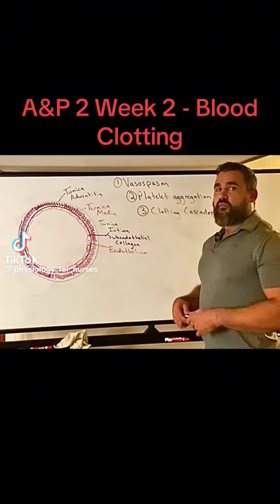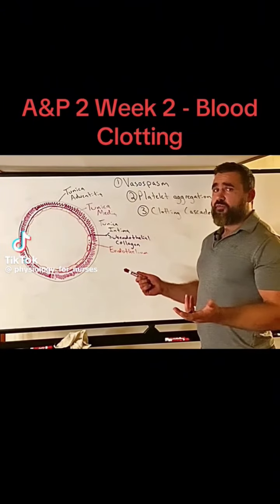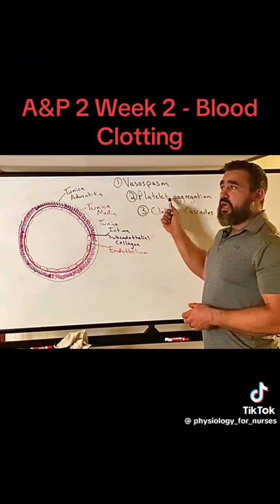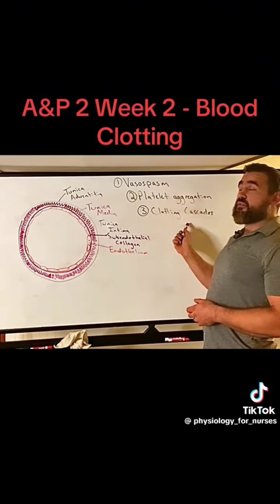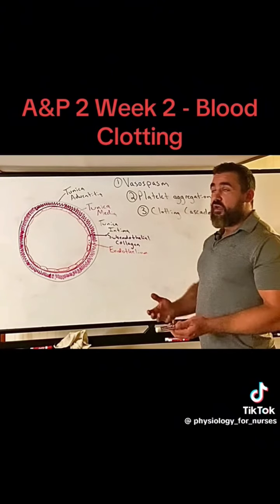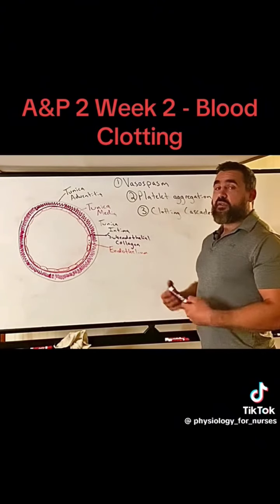All right, so this is a video over blood clotting. So three main steps of blood clotting. We have vasospasm, we have platelet aggregation, and we have the clotting cascades. So to talk about that, we need to know about how blood flows to some degree, and we need to know about the blood vessel layers.